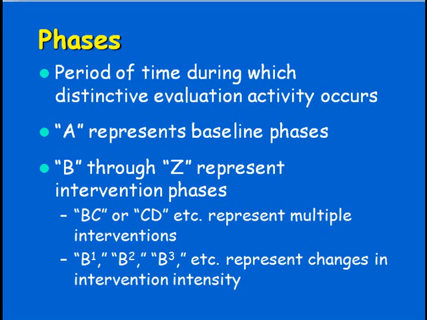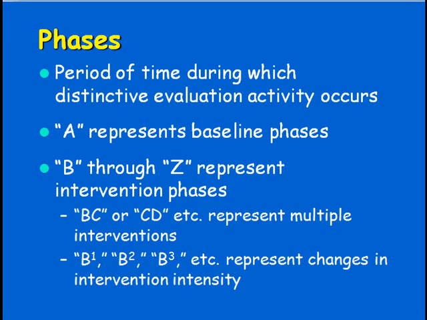B with superscript 1, superscript 2, superscript 3 represents changes in intervention intensity. If you have your client on an exercise program, you start them with 10 minutes a day, then the next week you move it to 20 minutes a day, and then maybe 2 weeks later 30 minutes a day. That would be represented by A-B1, B2, B3, because you would be changing your intervention intensity. You could increase the number of AA meetings people went to.